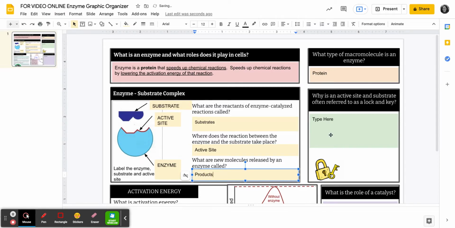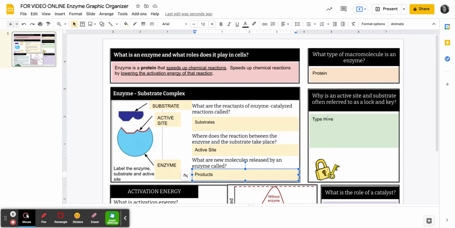So when we are talking about a reaction, remember a reaction has reactants, that's what goes in. The reactants are the substrate. Where does it occur? The active site. And what is produced? That is called the product, okay? Or those new molecules released by an enzyme, okay? So remember, the substrate is like the key, the active site is like the keyhole, and the actual door is like the enzyme, what's actually making it happen, all right?